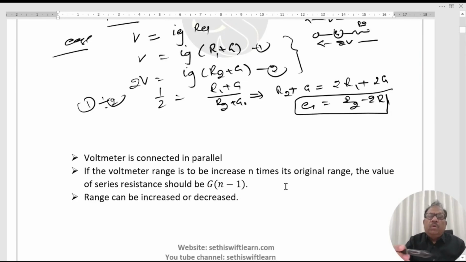Generally, voltmeter is connected in parallel. Range can be increased or decreased by connecting the resistance. If the voltmeter range is to be increased n times its original range, the value of series resistance should be G into n minus 1. By using this concept, we can find out that, right?